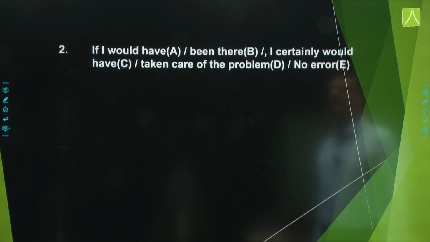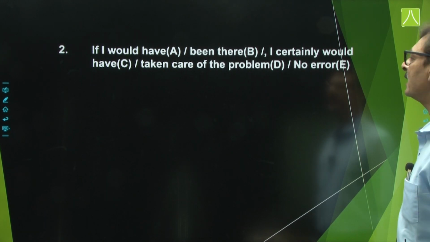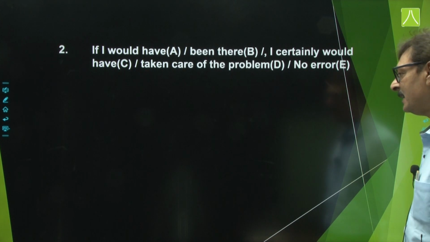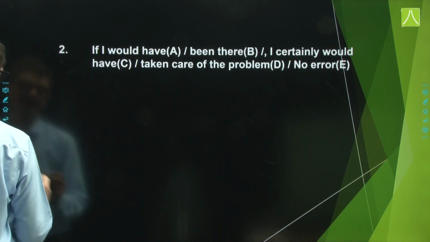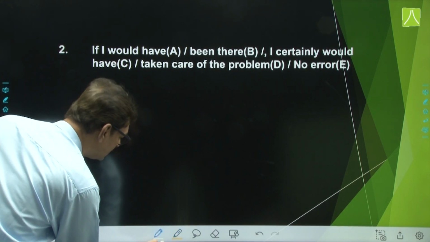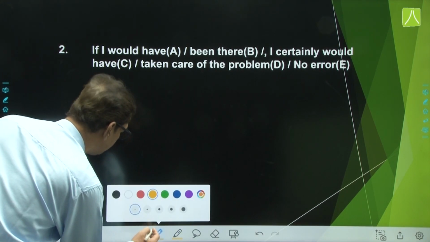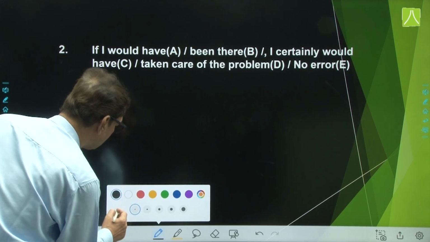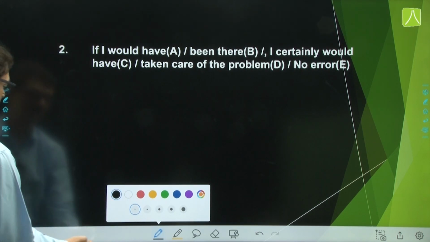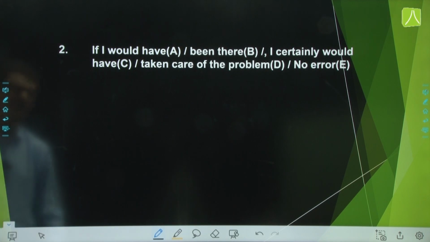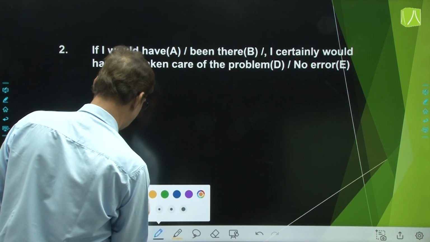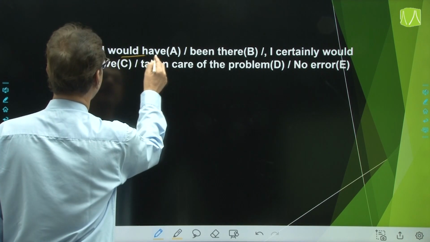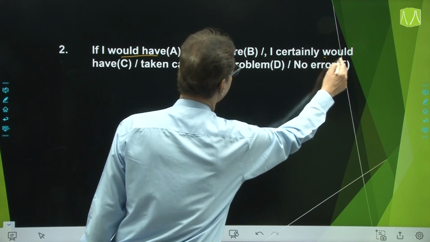If I would have been there, I certainly would have taken care of the problem. देखिए ध्यान से, कहाँ नजर आती है आपको इस सेंटेंस में एरर. कहीं नजर आती है आपको? Is there any error? Just try to identify if you can find any. If I would have been there, I certainly would have.